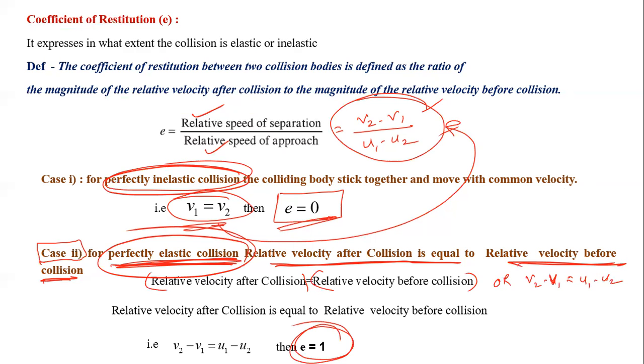Now you remember, if the restitution is 1, then it is a perfectly elastic collision. If it is 0, then it is a perfectly inelastic collision. If the coefficient of restitution is close to 1, then the collision is nearly elastic. And if the restitution is close to 0, then it is nearly inelastic.